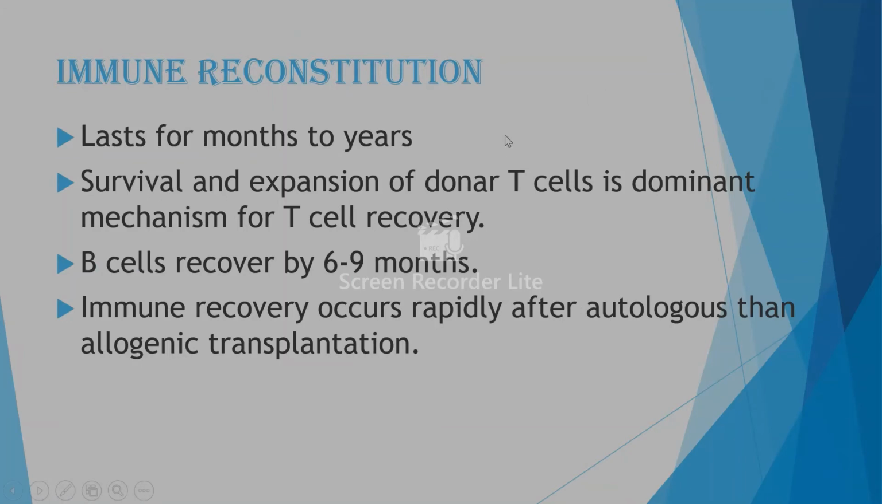Last phase is the immune reconstitution of an individual, which takes months to years. The survival and expansion of the donor T cells is the major mechanism for T cell recovery, and B cell recovery takes place in 6 to 9 months, depending upon whether it is an autologous or allogenic transplant. Immune recovery occurs more rapidly after the autologous transplant than the allogenic transplant.